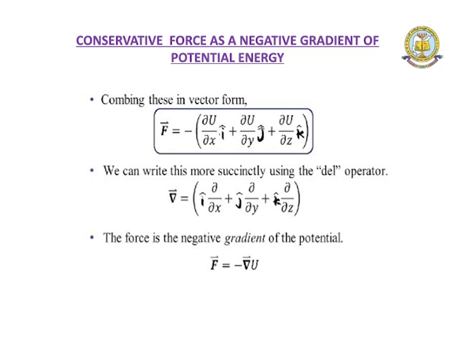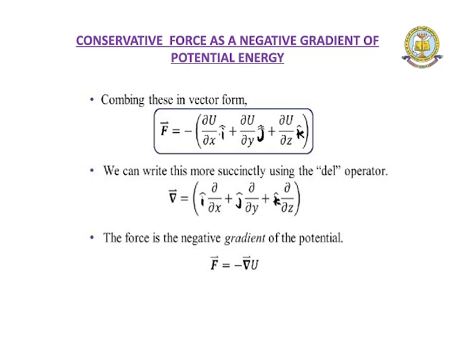So here you can write Fx, Fy, Fz. You can write F is equal to minus (∂U/∂x i plus ∂U/∂y j plus ∂U/∂z k). You can write del is equal to i ∂/∂x plus j ∂/∂y plus k ∂/∂z.